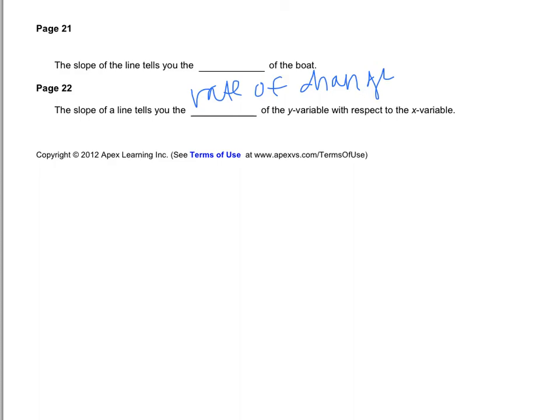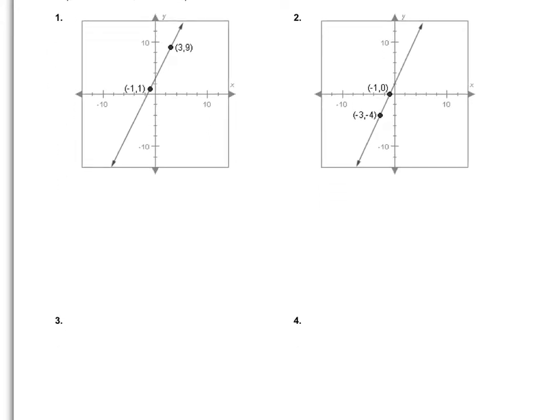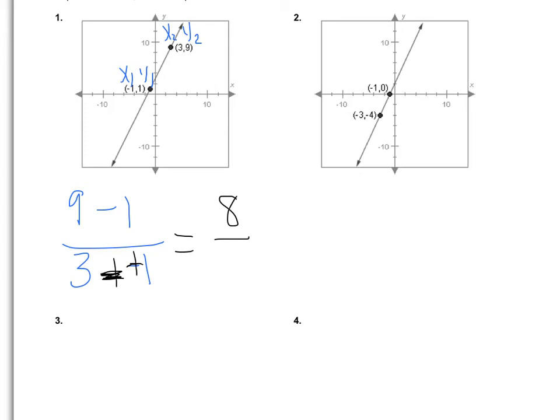Moving on to our checkup, starting with number 1, I'm supposed to find the slope of this line. It gives me my formula at the top in case you forgot it. I'm going to label my points (x1, y1) and (x2, y2). It says y2, which is 9, minus y1, which is 1, divided by x2, which is 3, minus x1, which is negative 1. Notice I still put the minus sign in there, and the negative sign. 9 minus 1 gives me 8. When I have 3 minus negative 1, that becomes plus a positive. 3 plus 1 is 4, and 8 divided by 4 is 2. So the slope of this line is positive 2.